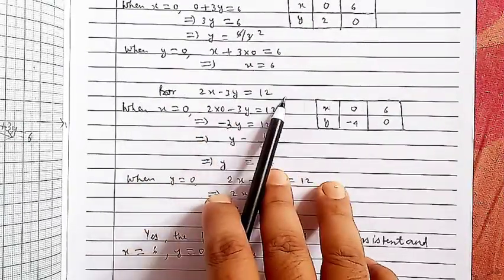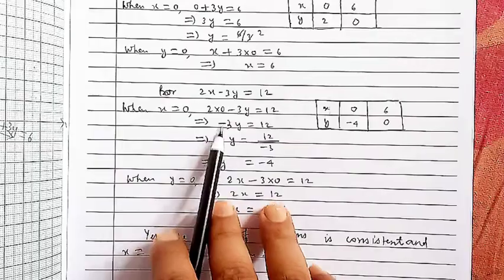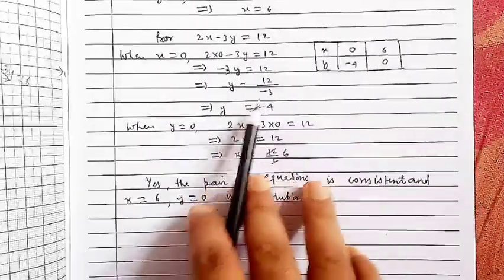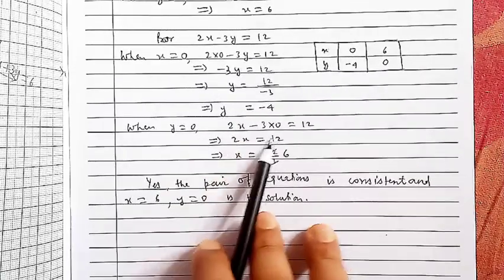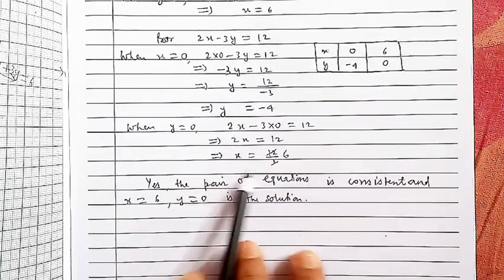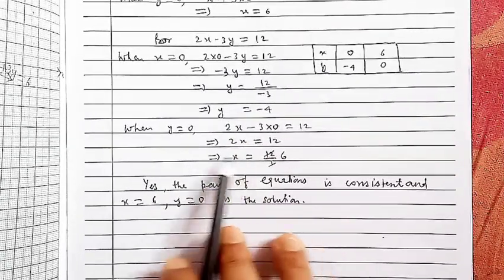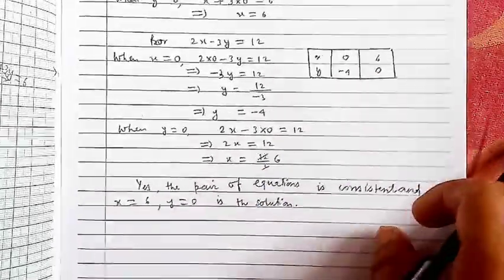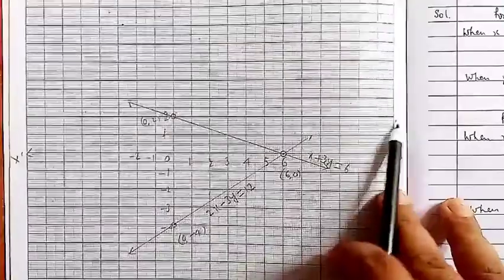For 2x minus 3y is equal to 12. When x is equal to 0, we get y is equal to minus 4. So one point is 0, minus 4. When y is equal to 0, 2x minus 3 into 0 is equal to 12. This implies that x is equal to 6. So another point is 6, 0. Now we plot these points.